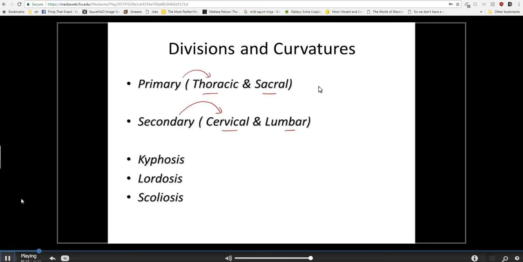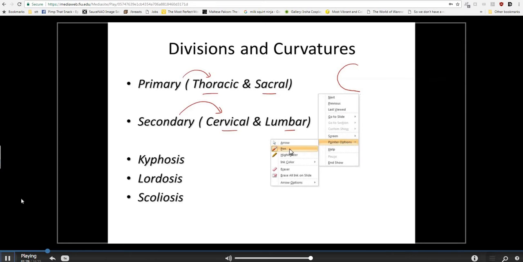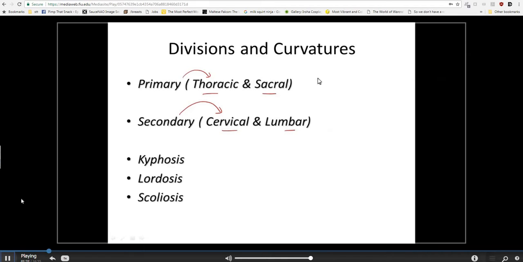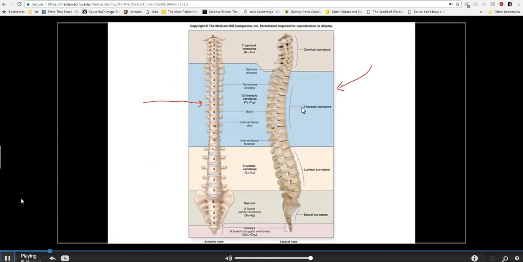The primary curvature coincides with your fetal position. When you were a fetus, your vertebral column was shaped like a C. Therefore, the primary curvatures stayed as such. If you look here, here's your primary curvature, thoracic, and here's your sacral. Notice how this has maintained a C shape, hence the term primary curvature.